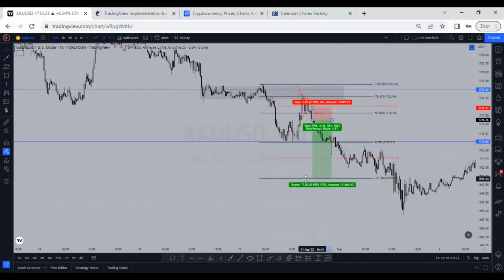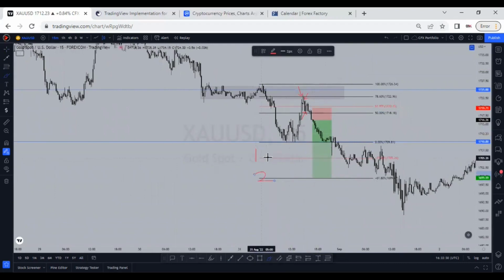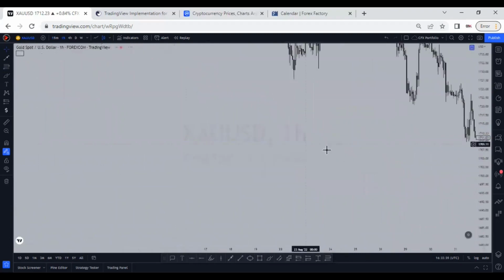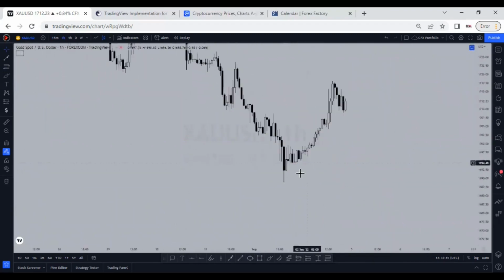You can also extend all the way to this. Okay, so what you can actually do is when it gets to the 272, you can take partial profit, then you book all profit when it gets to the 618, if you understand it that way. So that is one. Let's look at another example.